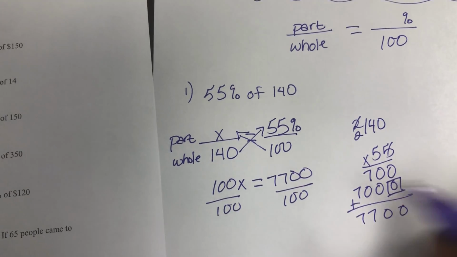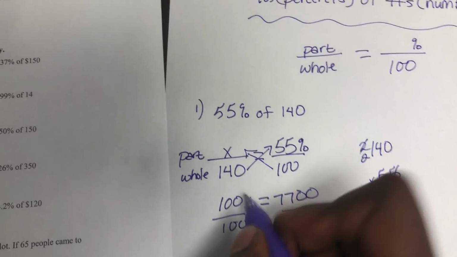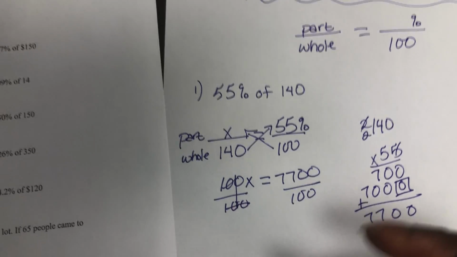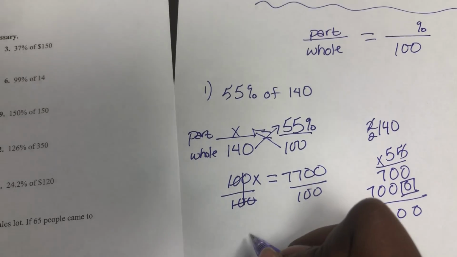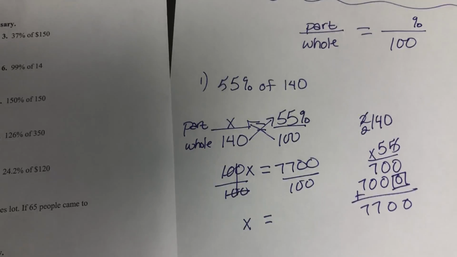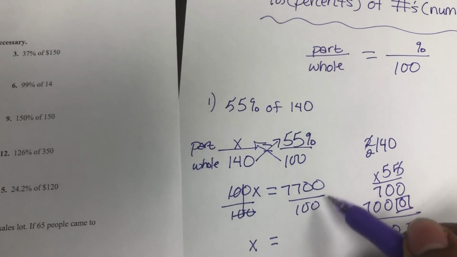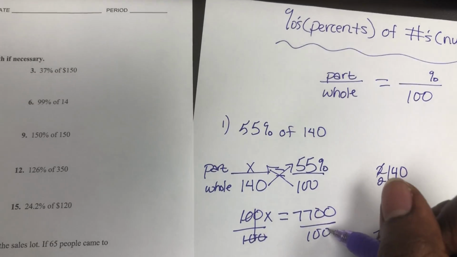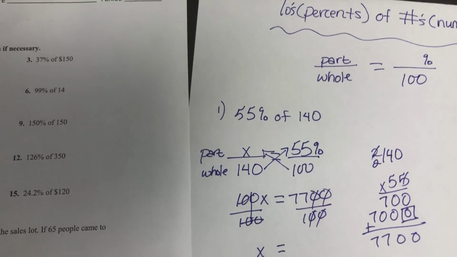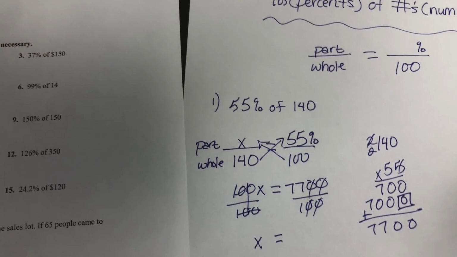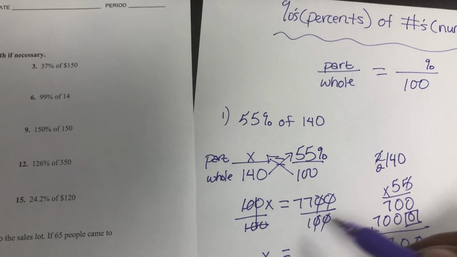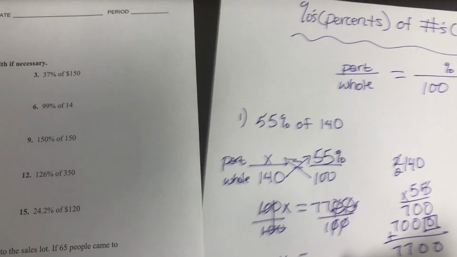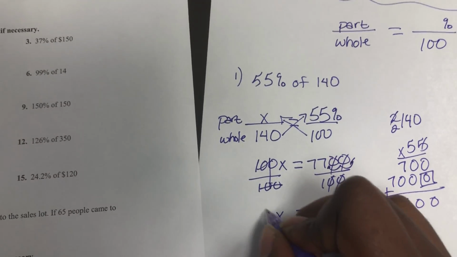After that, divide on both sides because you have to make sure you get that variable all by itself. Once you divide 100 by itself, that gives you 1. So all that's left on this side is 1x, or in other words, x by itself. Then you just divide 7,700 by 100. You can knock out the zeros because there's an equal amount of zeros on the top as on the bottom, or you could just move your decimal over 2 times, and it gives you 77.